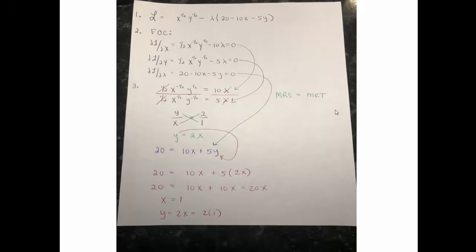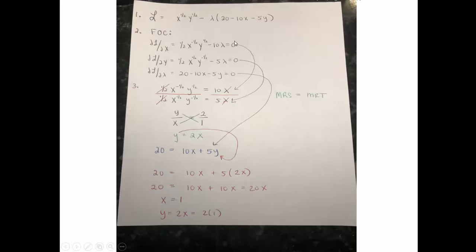Let me show you another strategy. The other strategy starts the same. It sets up the Lagrangian as the utility function, here x to the 1/2, y to the 1/2, minus lambda times income minus p of x minus p of y. It also then takes the first order conditions where each first order condition is a partial derivative and where all are simultaneously set to 0. How this method differs is in how the system of equations is solved.